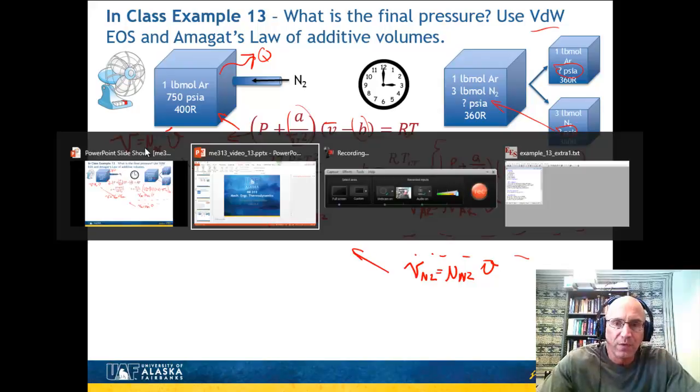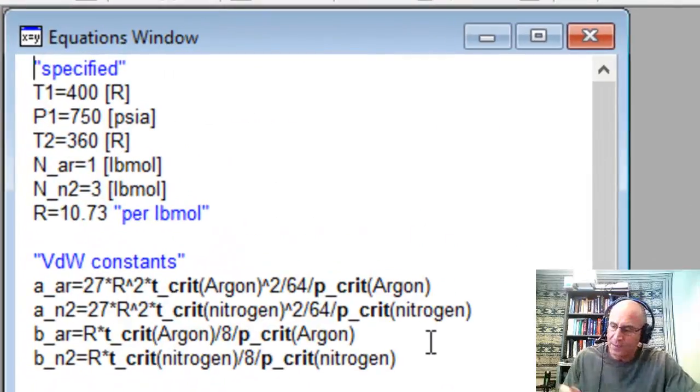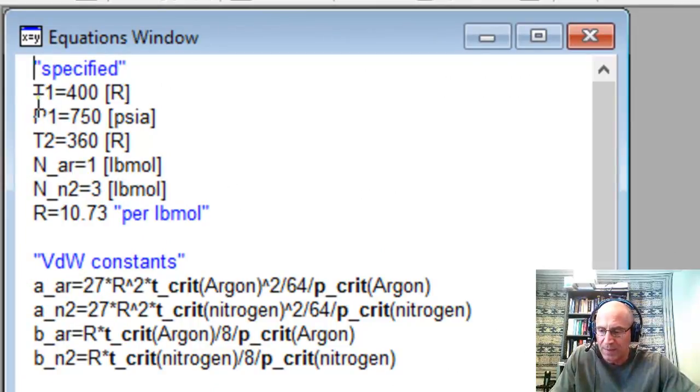Let me just go over there and let me just show you what we've got. Okay, so up at the top, these are just my specified parameters: T1, T2, the temperature change, my initial pressure, P1. I'm told the number of moles, and I'm using that. It's N of argon and N of N2. Everything's on a per mole basis. So here's my gas constant, R, the universal gas constant. That's per pound mole.